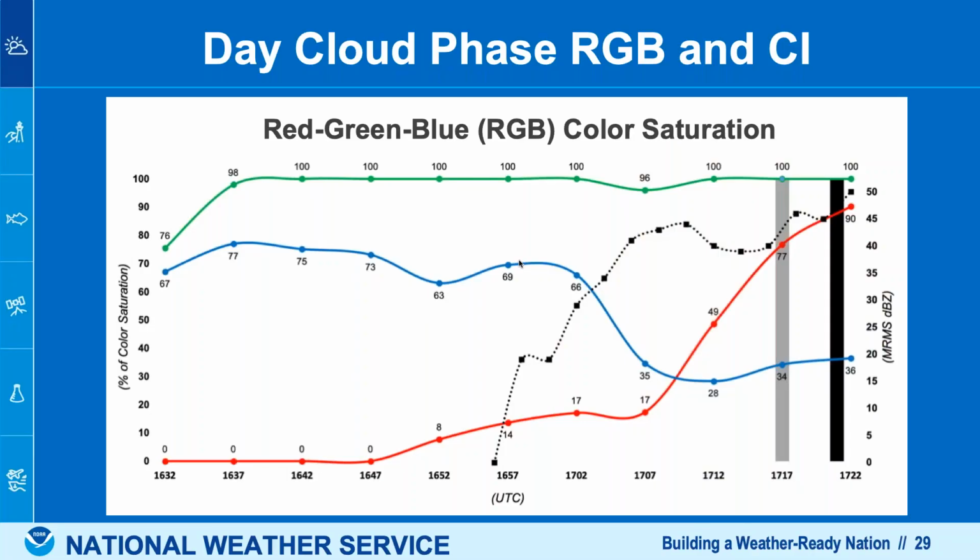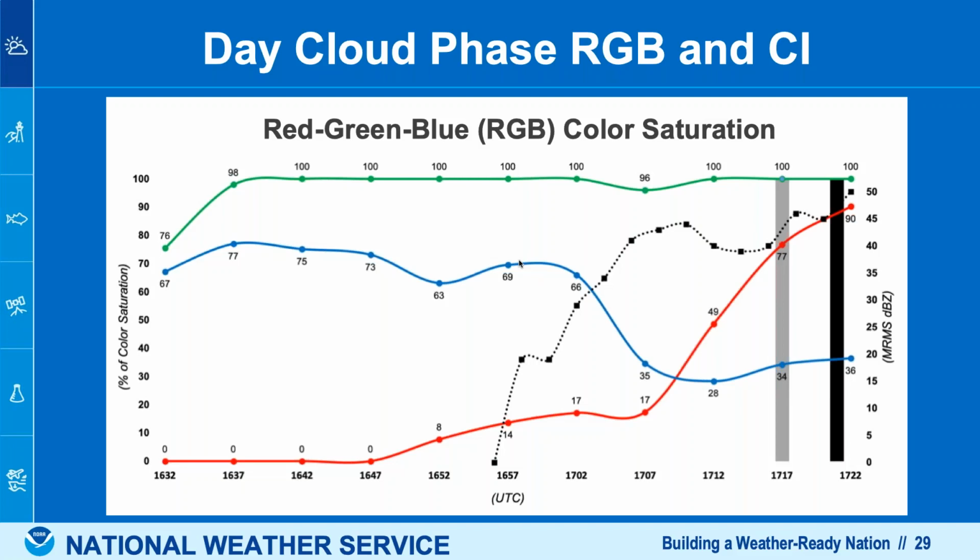So I didn't put this together, actually Chad put it together, and I just stole it from him. We have a graph here showing how the day cloud phase RGB changes over time with a maturing convective cloud top. Now, this graph isn't from the Kansas City case. I think it's actually from Florida, but it's illustrative all the same.